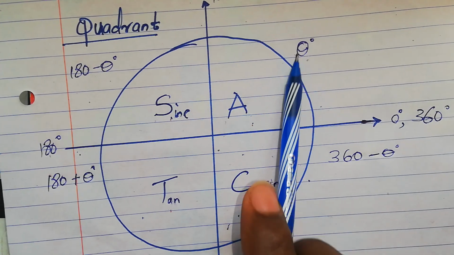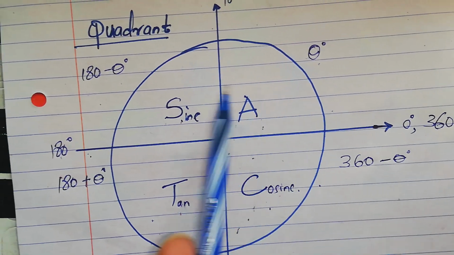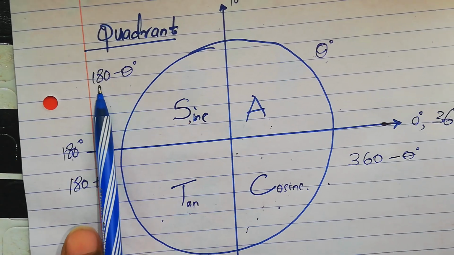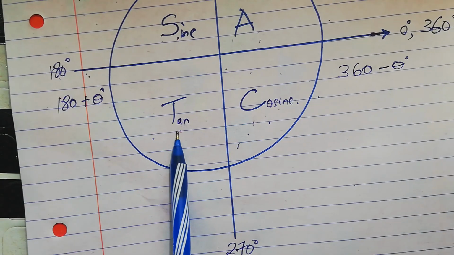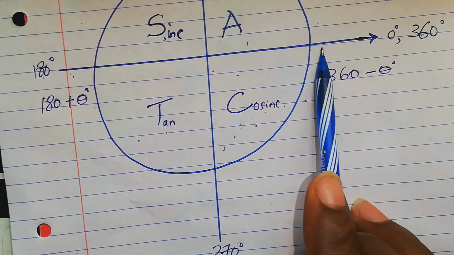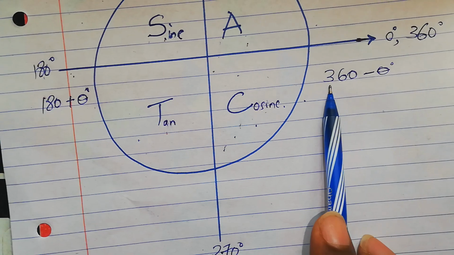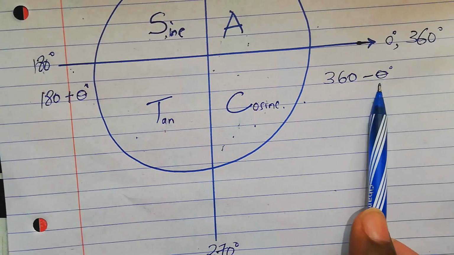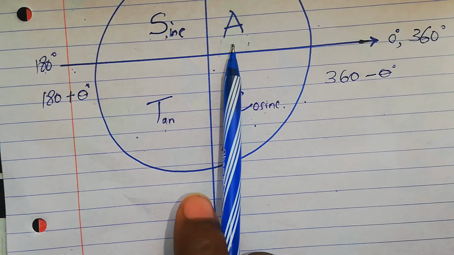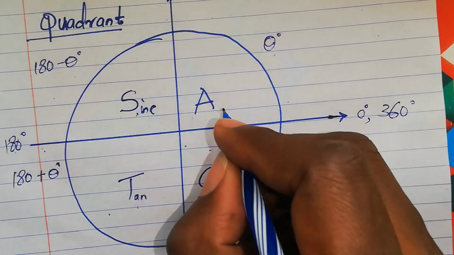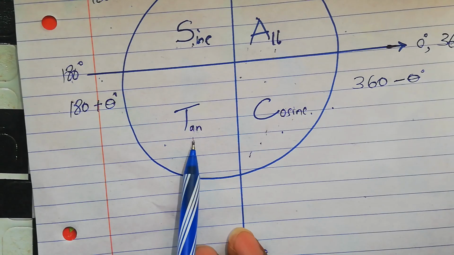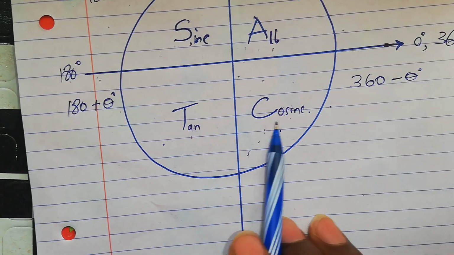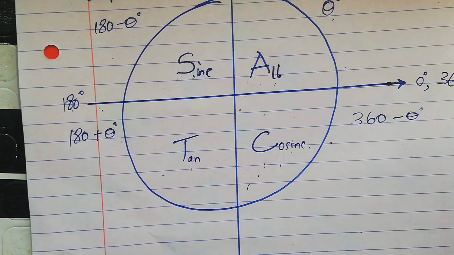The first angle is theta and is in the first quadrant. The first angle in this second one here is 180 minus theta, followed by 180 plus theta in T, and then of course the last one, where all angles must be less than 360, so we say 360 minus theta. Remember this: A stands for all, S stands for sine, T stands for tan, and of course C for cosine. All these three are what we call trigonometric functions.